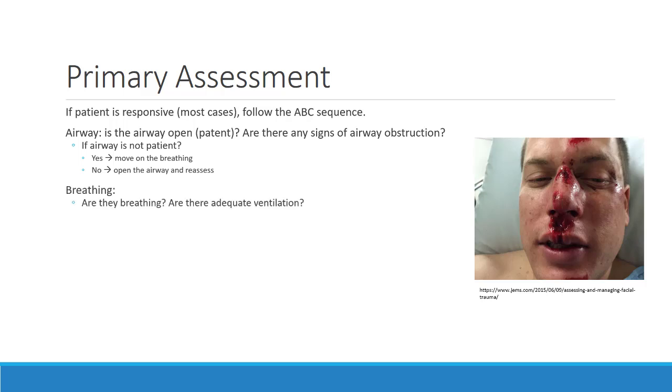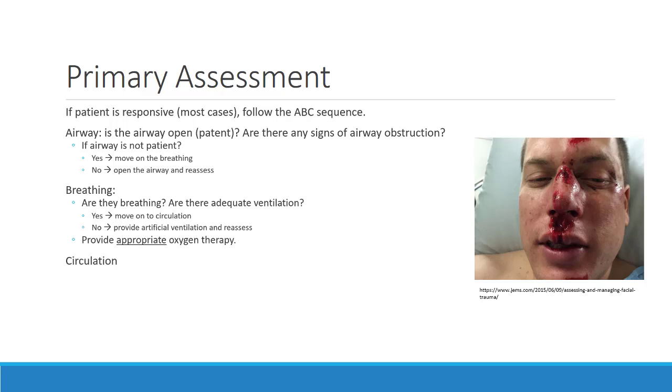So as we assess breathing, are they breathing? Are they breathing at all? Is there chest rise? Is there adequate ventilation? So is there normal chest rise? Is there very little chest rise? Again, that's very important to know. If they are breathing, then we move on to circulation. If they're not breathing, we provide artificial ventilation and then reassess. We provide appropriate oxygen therapy. Oxygen therapy has changed over the years, and so we will be talking about what is appropriate and what is not appropriate.